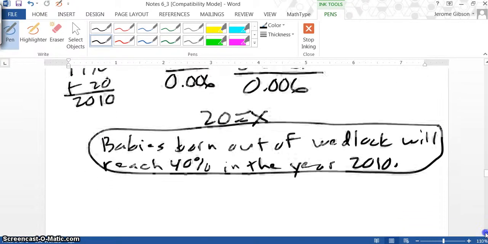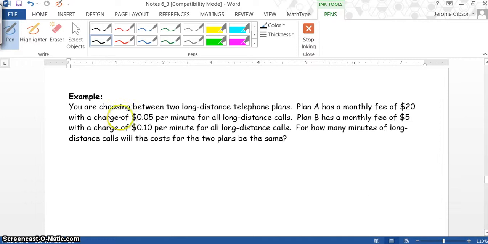Okay, now we scroll down to the next example. You are choosing between two long distance telephone plans. Plan A has a monthly fee of $20 with a charge of 5 cents per minute for all long distance calls. Plan B has a monthly fee of $5 with a charge of 10 cents per minute for all long distance calls. For how many minutes of a long distance call would the cost for the two plans be the same?